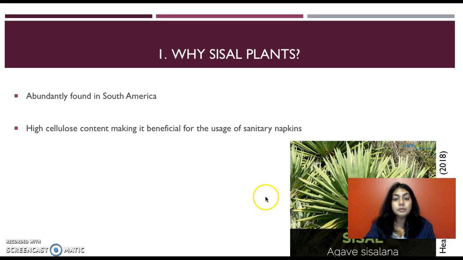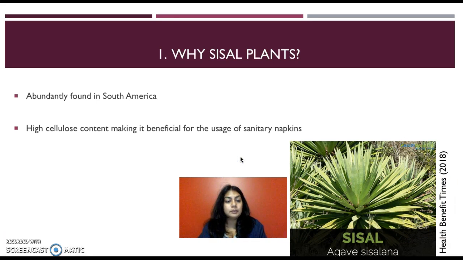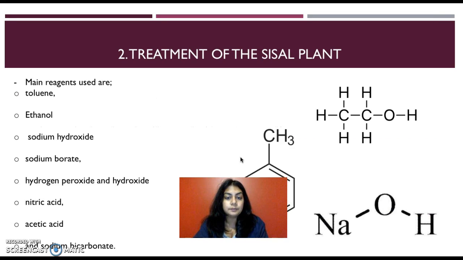So 1. Why do we use sisal plants? Sisal plants are abundantly found in South America, and they do have high cellulose content, which makes it beneficial for the usage of sanitary napkins.